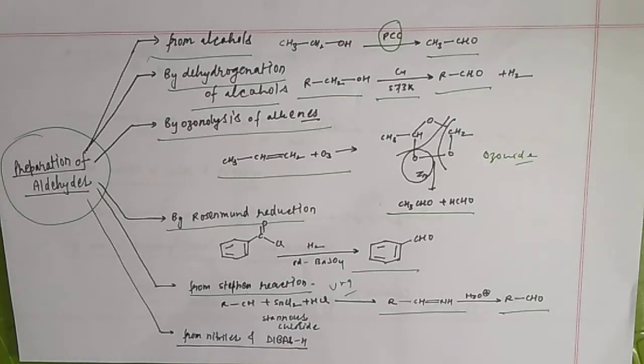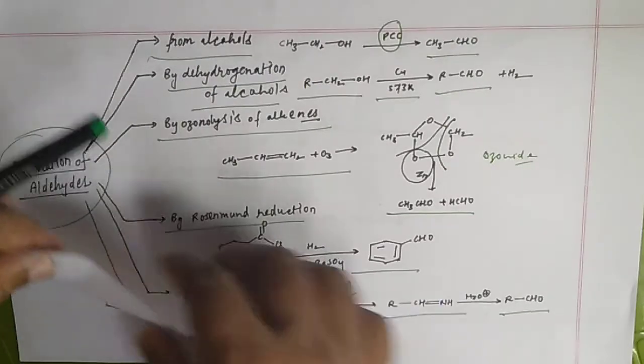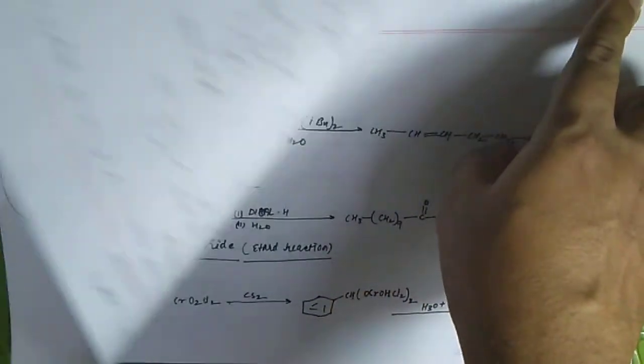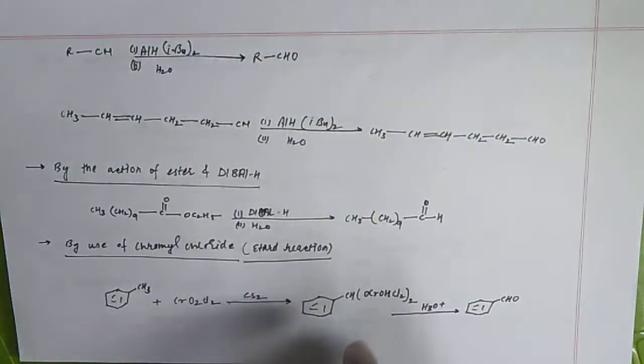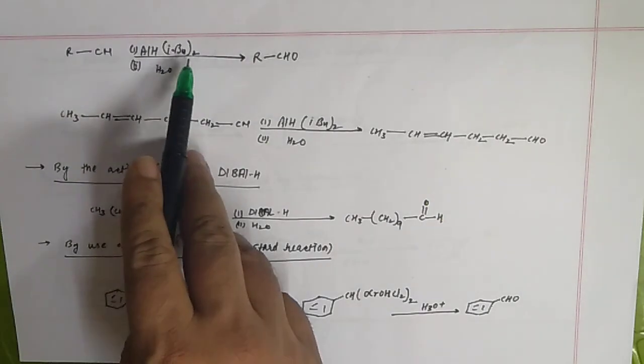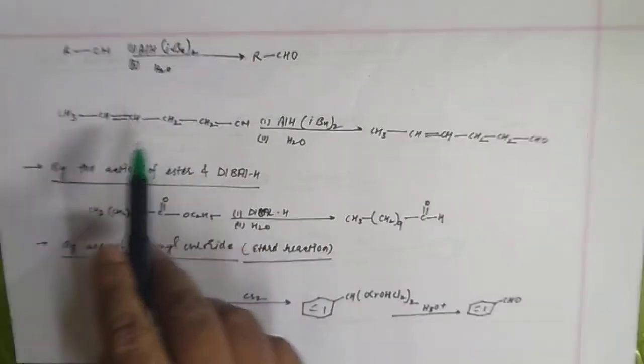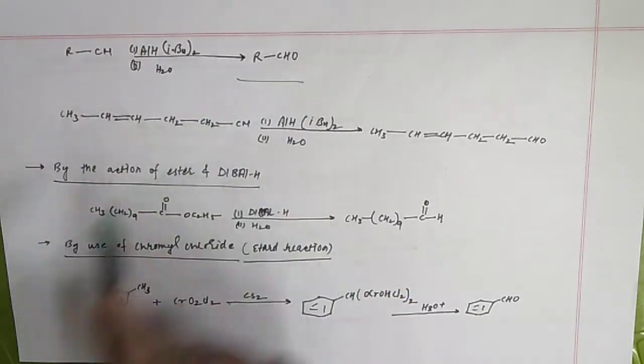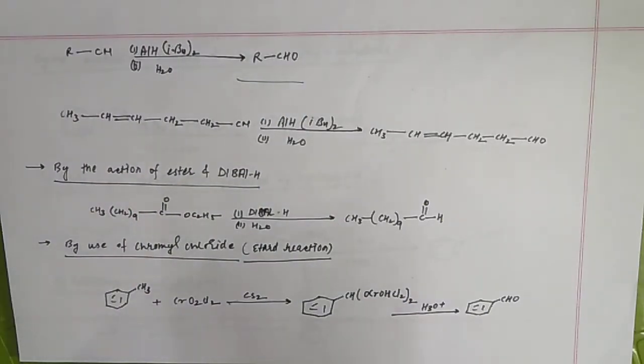Now the next method is also from the nitriles, but by use of DIBAL-H, that is diisobutyl aluminum hydride. Let us see the other method. If you take the RCN and you take the diisobutyl aluminum hydride, the RCN is directly converted into RCHO.